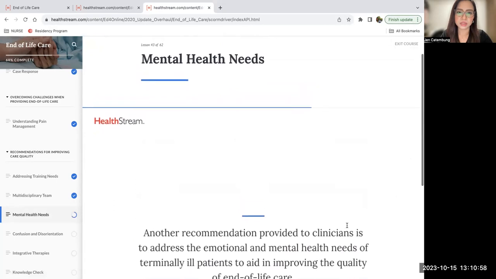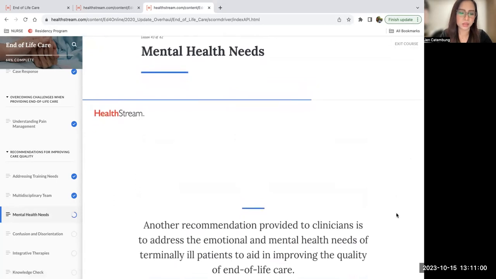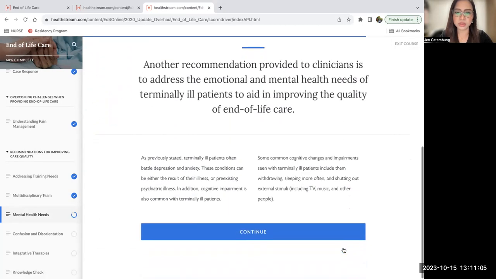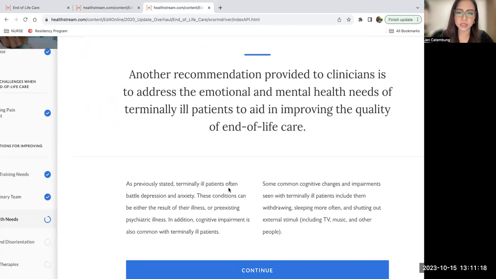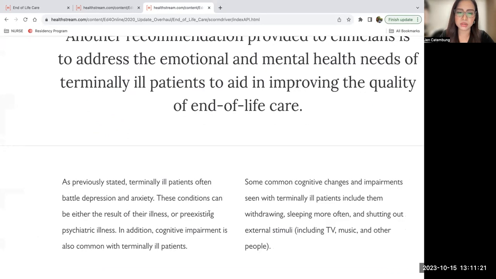Mental health needs. Another recommendation provided to clinicians is to address the emotional and mental health needs of terminally ill patients to aid in improving the quality of end of life care. As previously stated, terminally ill patients often battle depression and anxiety. These conditions can be either the result of their illness or pre-existing psychiatric illness. In addition, cognitive impairment is also common with terminally ill patients.